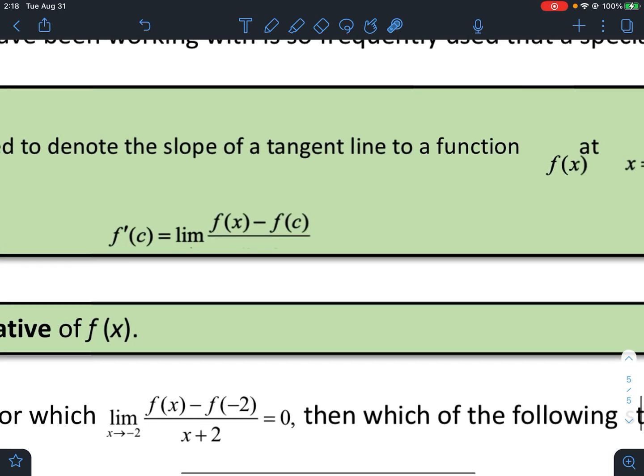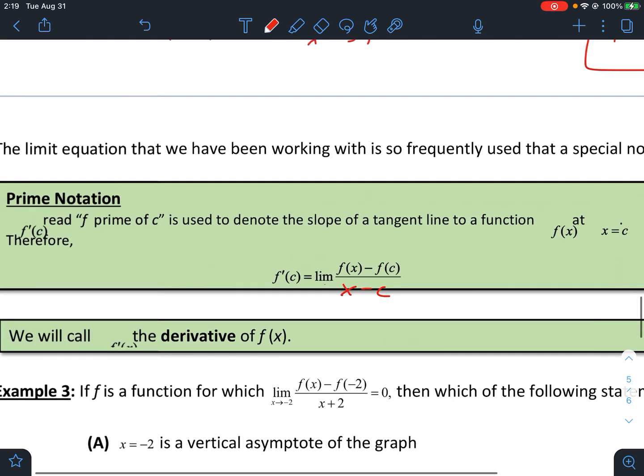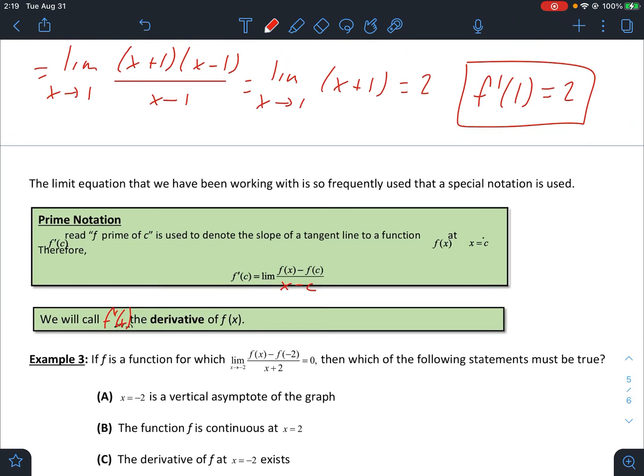All right, so you can see you're kind of cut off here. But f prime of c is equal to the limit as x approaches c of f of x minus f of c over x minus c. And we call f prime of x the derivative of f of x. So it's called the derivative of f of x. That's a very important word in our calculus journey.